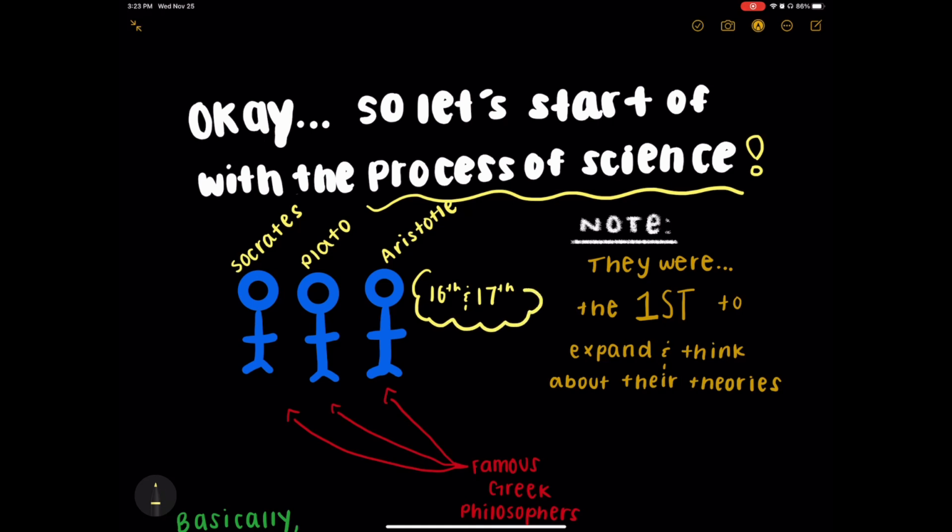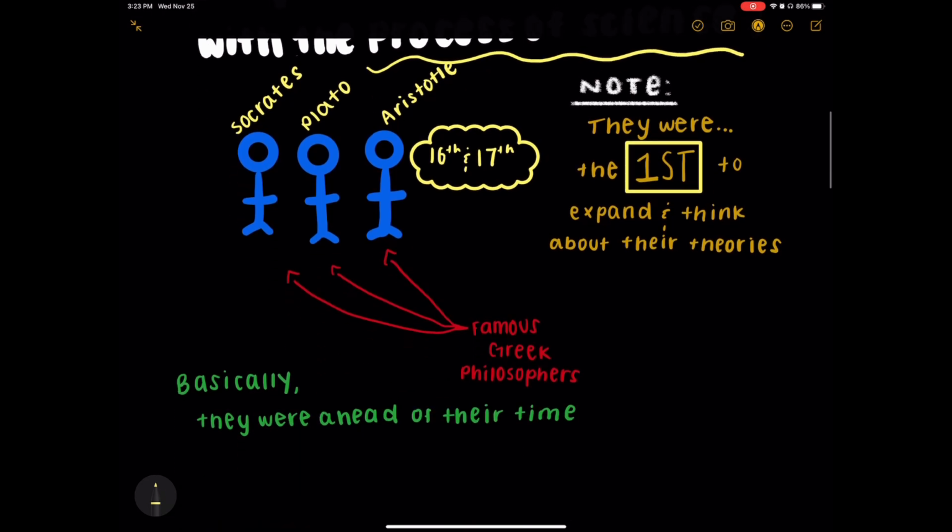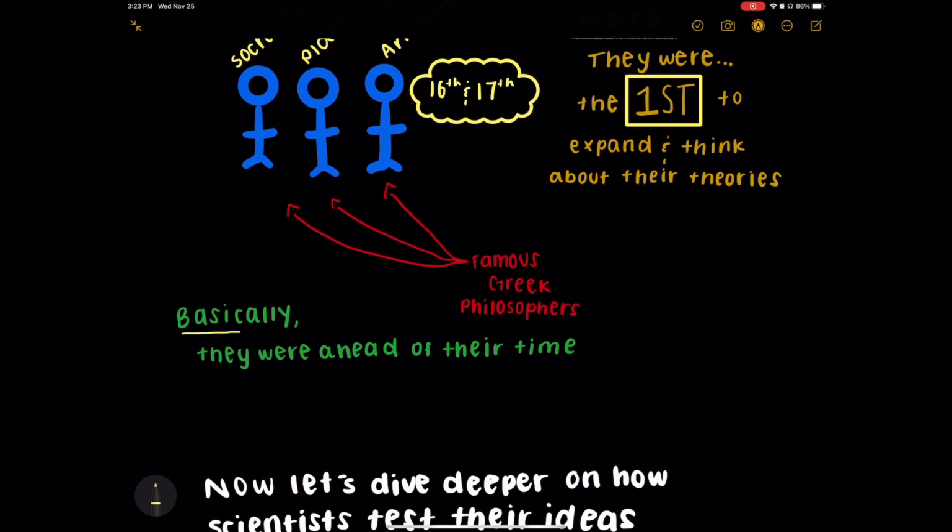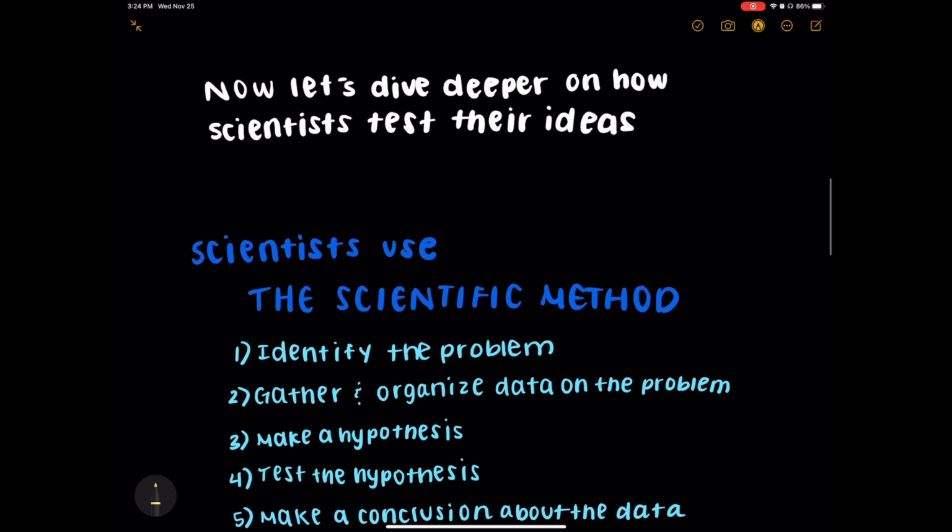In the 16th and 17th centuries, innovative thinkers were developing a new way to discover the nature of the world around them. They were developing methods that relied upon making observations of phenomena. So basically, they were way ahead of their time.